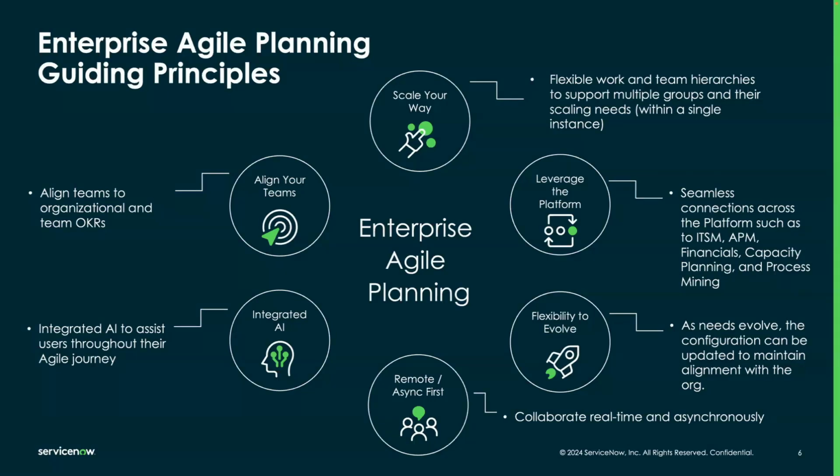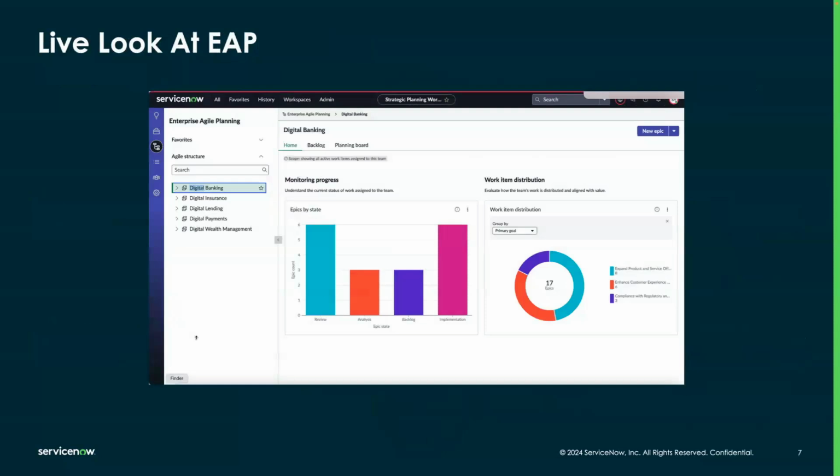And so pulling this together really gives that alignment. It gives us that workspace. It gives us the collaboration that we want in a scalable way. So let's next go in and take a look at EAP and give you a flavor of what we have. So let me go over to my instance here.